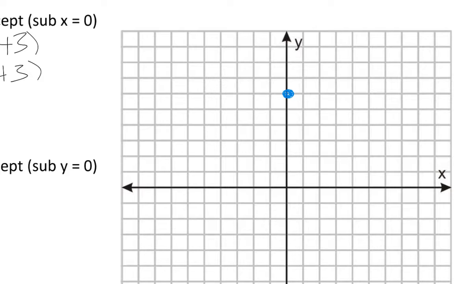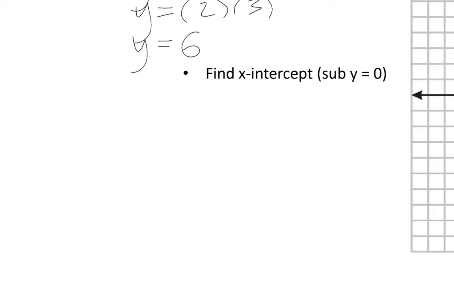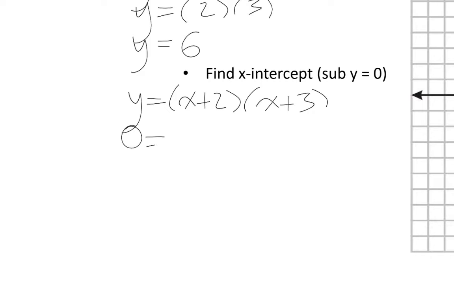Next, I'm going to determine the x-intercepts. So let's go over here. Let's rewrite our parabola in factored form. So that's x plus 2 multiplied by x plus 3. When you want to find the x-intercept, you sub y equals 0. So you change that to a 0. Everything else stays the same.